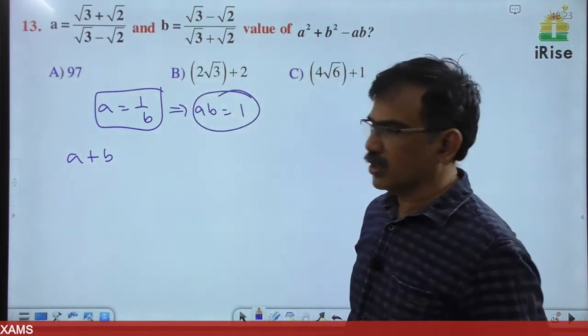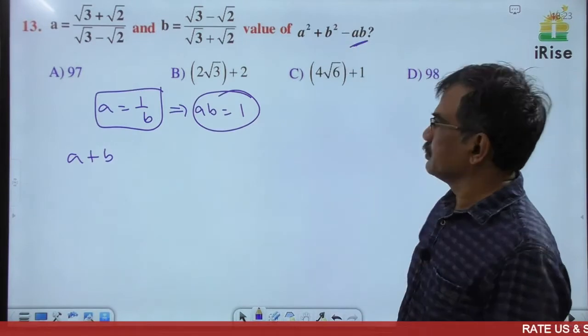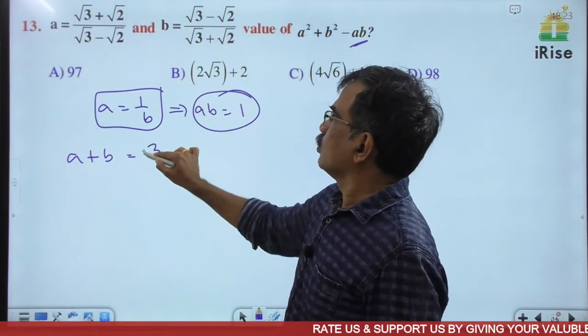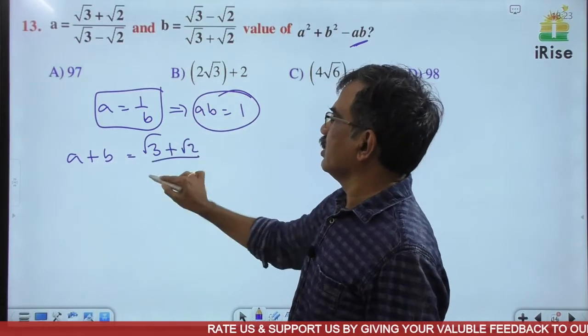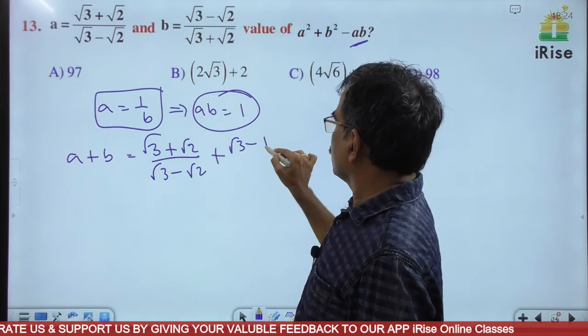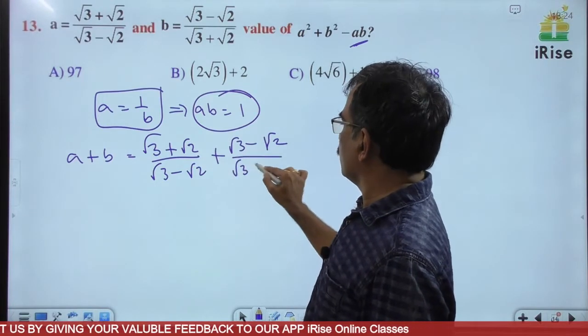Very important, the product is 1. So this value is 1. What is A plus B? This is nothing but root 3 plus root 2 by root 3 minus root 2, plus root 3 minus root 2 by root 3 plus root 2.